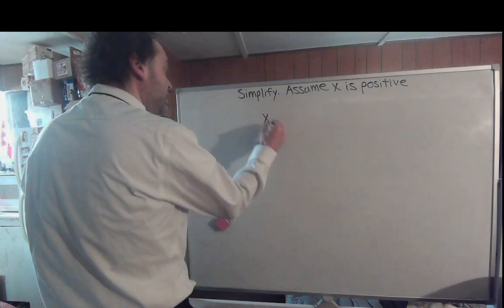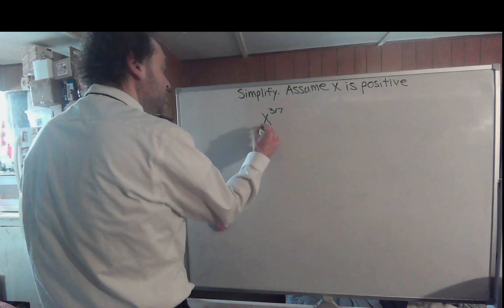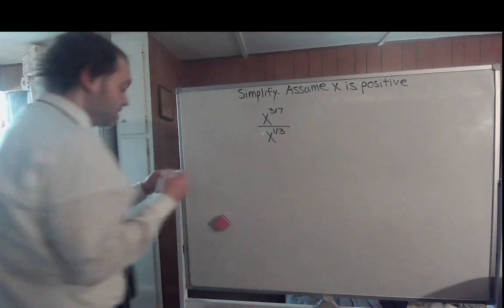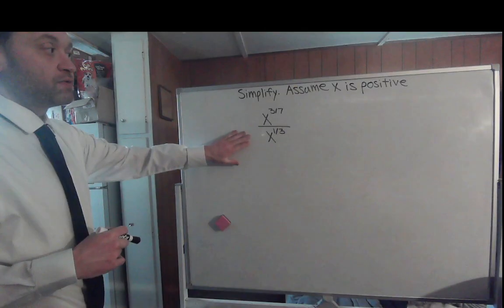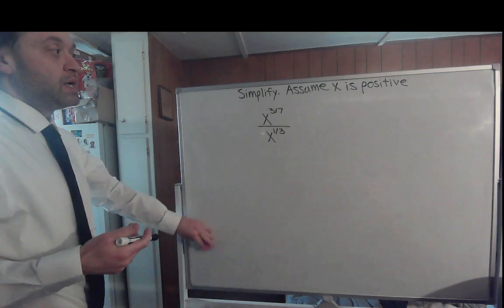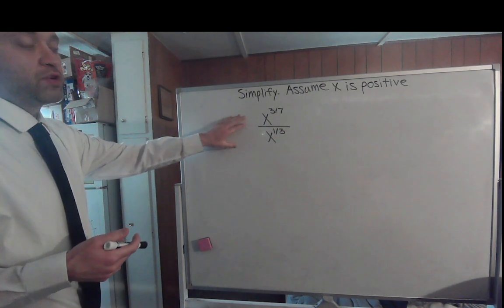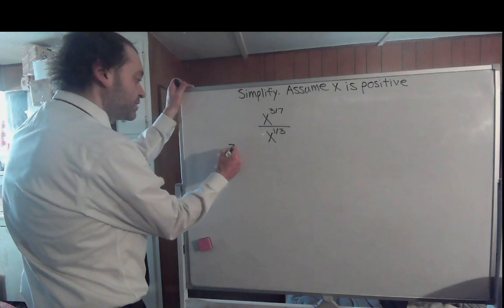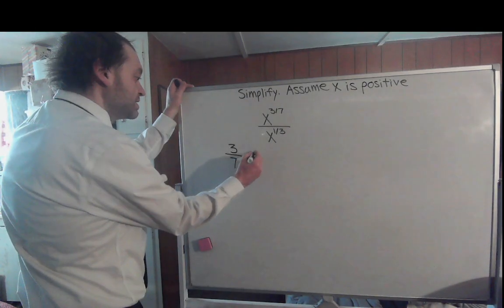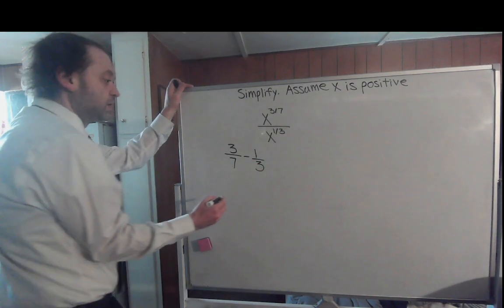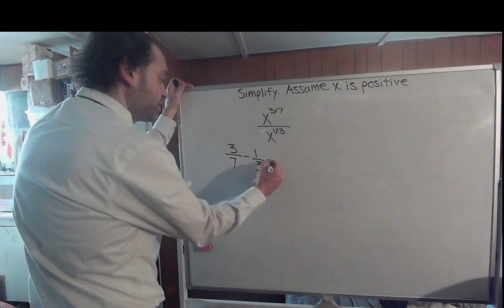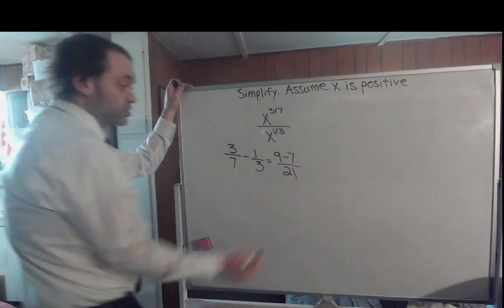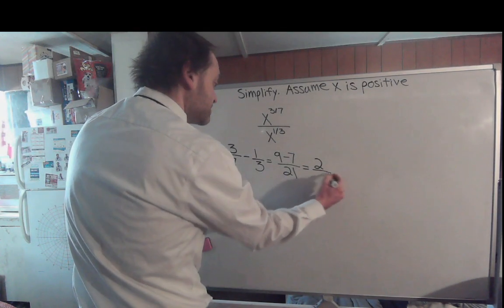Alright, let's see. We have x to the 3/7 over x to the 1/3. Alright, so x to the 3/7 over x to the 1/3. Well, the power in the numerator is definitely greater than that of the denominator, right? So this is going to favor the numerator. So let's take that 3/7 minus the 1/3. Well, let's see. So that would turn into 9 minus 7 over 21, which would end up giving you 2/21.